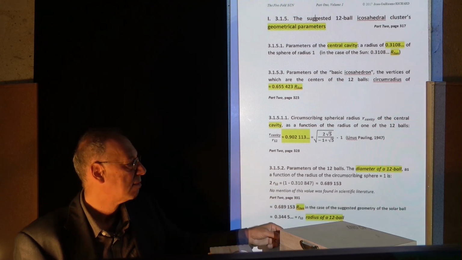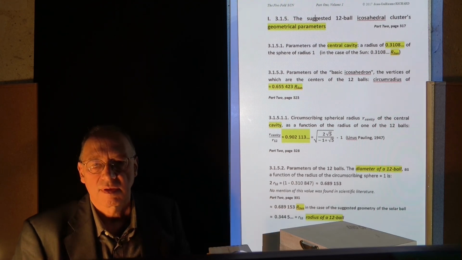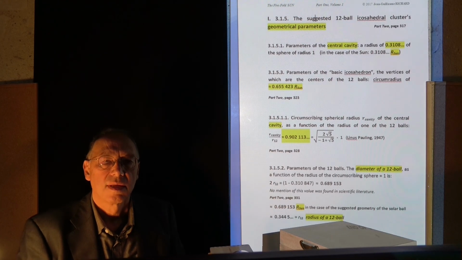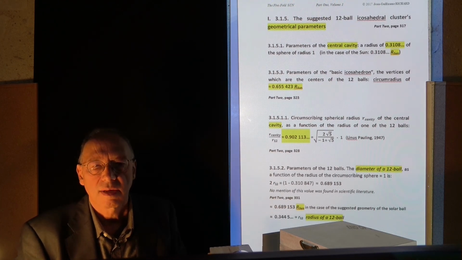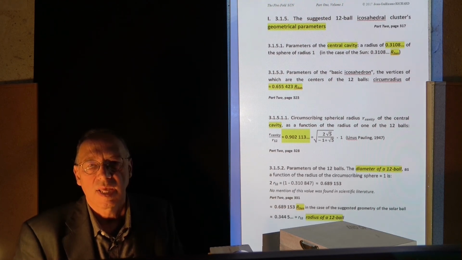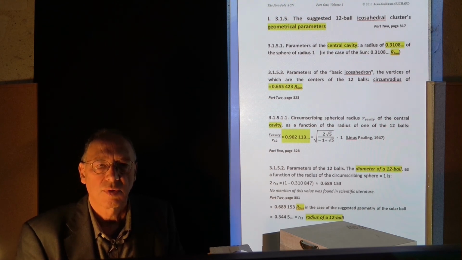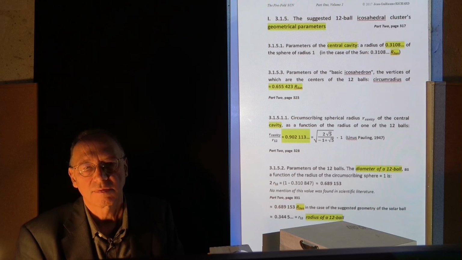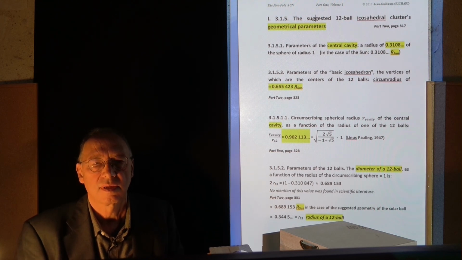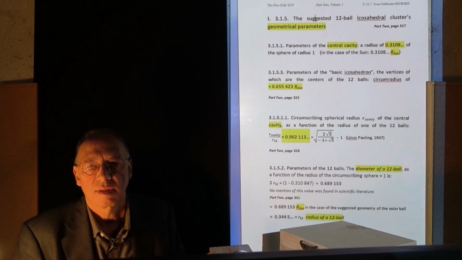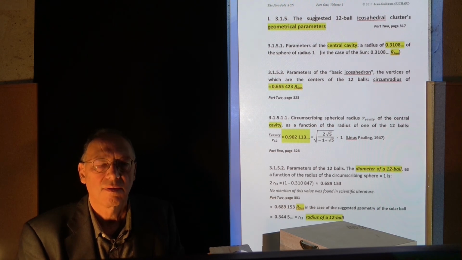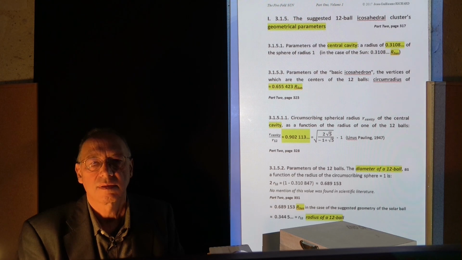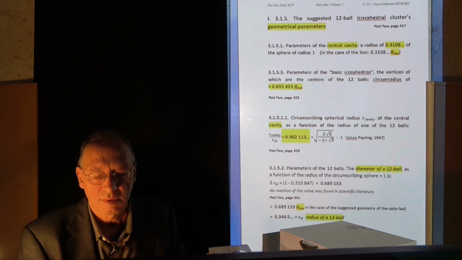So this is now the end of video 8. In video 9, we will explore the angles in between the characteristic points and lines and surfaces in the suggested icosahedron, and see how these exist in this structure that we propose for the Sun.